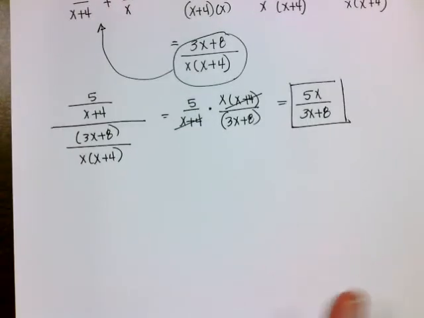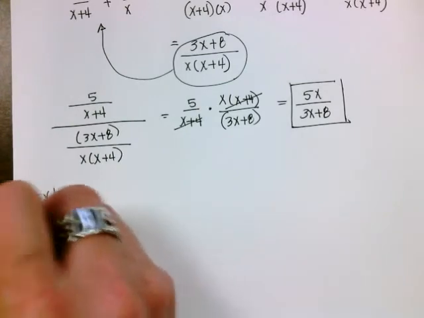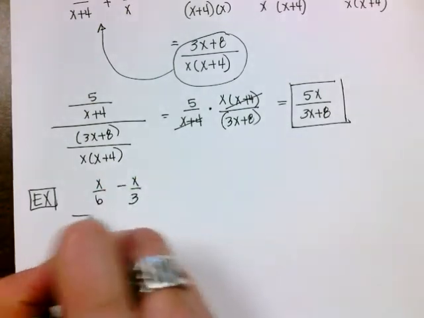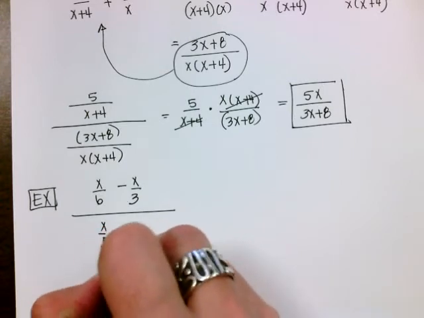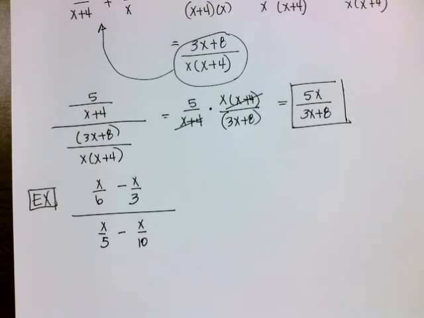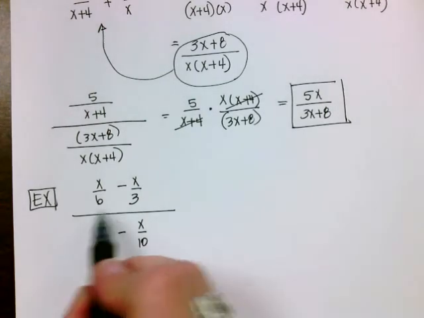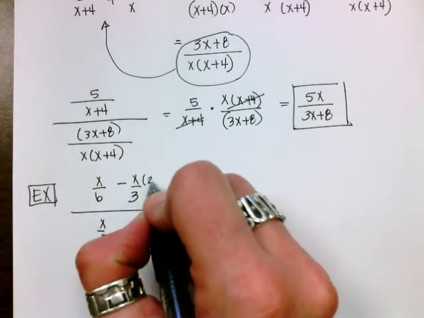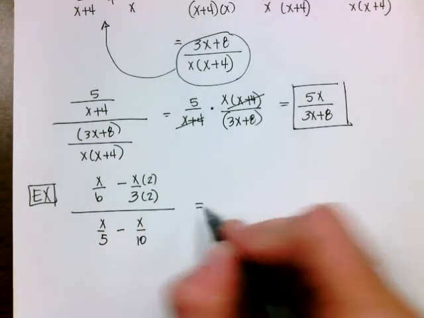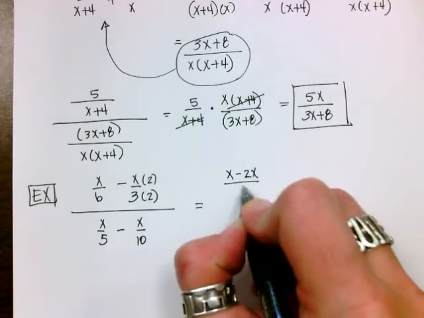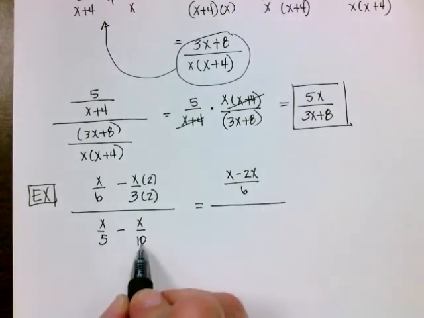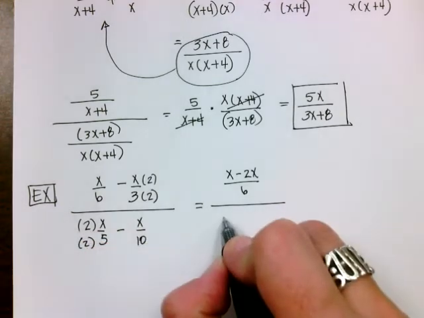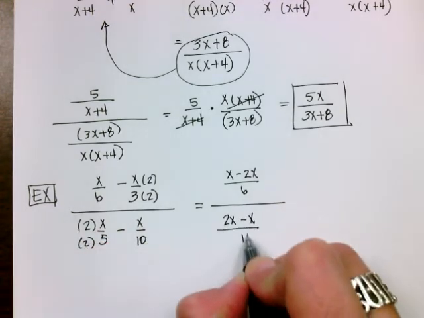Okay? I have one more example for you, of the complex fractions. This one's going to be x over 6 minus x over 3 divided by x over 5 minus x over 10. All right, so if you look at just the numerator, 6 and 3, 6 is your lowest common denominator, and this is actually fairly straightforward, so I'm not going to rewrite it. I'm going to multiply this by 2 over 2. So in the top, I'm going to get x minus 2x over 6. Same thing down here. 10 is the lowest common denominator, so 5 goes into 10 2 times. So I'm going to multiply this fraction by 2 over 2, and I get 2x minus x over 10.